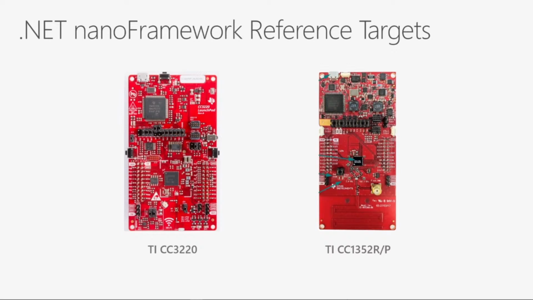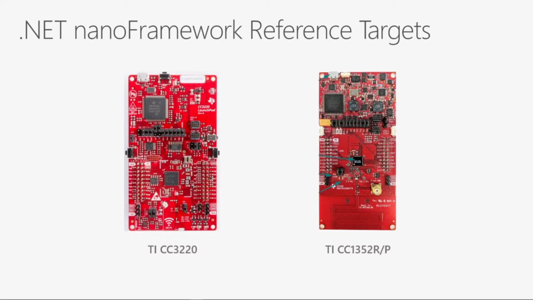The CC3220 is a Wi-Fi device. It runs Wi-Fi, of course. It's very similar in features with the ESP32. It includes a secure bootloader, and has a lot of flash and RAM to run any application that you want to run there.